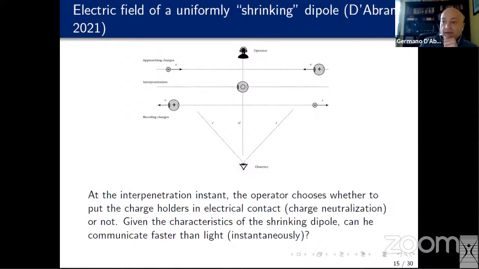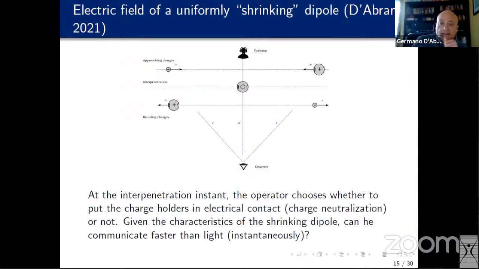On the other hand, if the operator decides not to put the charges in electrical contact, the dipole field goes back to be different from zero. The dipole field is zero when the charges interpenetrate, at the instant of the interpenetration. But if the operator decides not to put the charges in electrical contact, each charge retains its original charge. And when they move away from one another, the electric field is again a dipole field, but this time inverted.